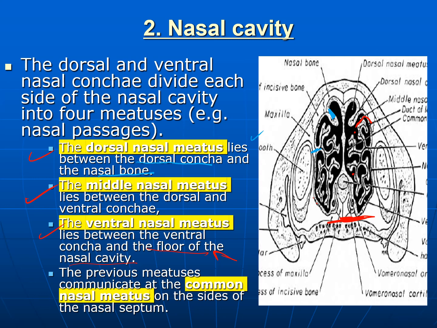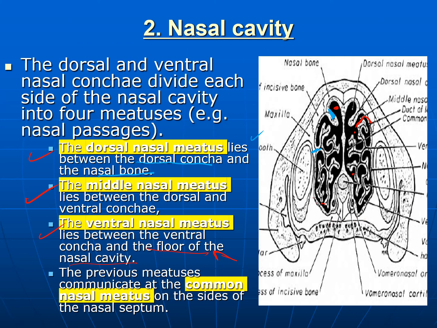So we have the dorsal nasal meatus, which lies between the dorsal concha and the nasal bone at this area here. We have the second one, which is the middle nasal meatus, found between the dorsal nasal concha and the ventral, this area here. And finally, the one found here between the ventral nasal concha and the floor of the nasal cavity is called the ventral nasal meatus.